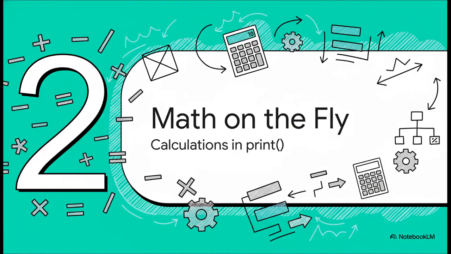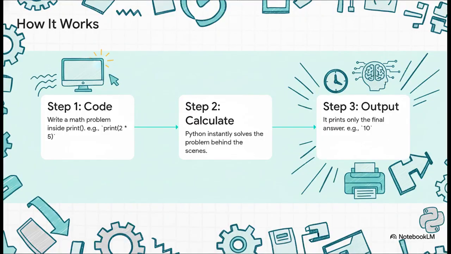All right. Just showing numbers is, well, it's a start. But what if we want Python to actually think for us, to do some work? This is where things get really fun. Turns out you can do math right inside that little print command. So let's peek behind the curtain for a second. Here's what's happening. First, you type your math problem right into the print function, like print 2 times 5. Then, in the blink of an eye, Python becomes this little math genius and solves it. But here's the cool part. It doesn't show its work.